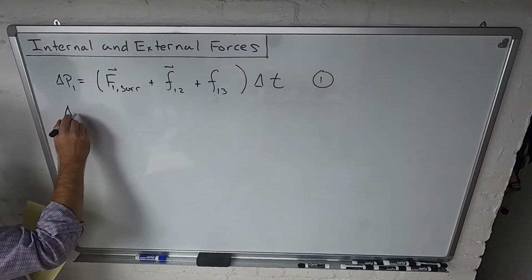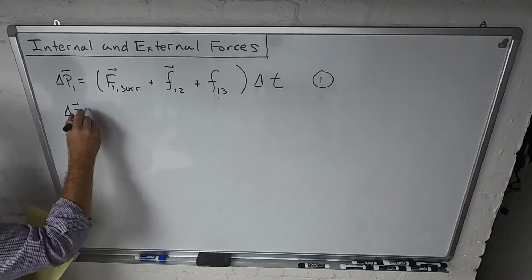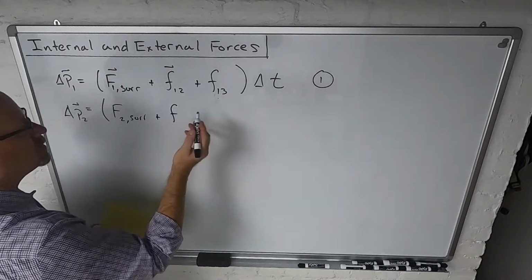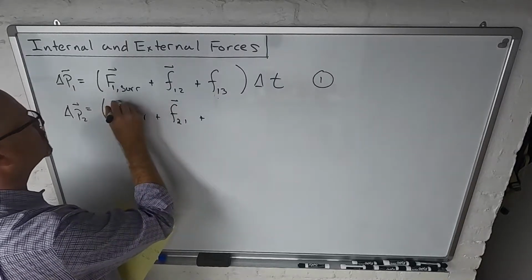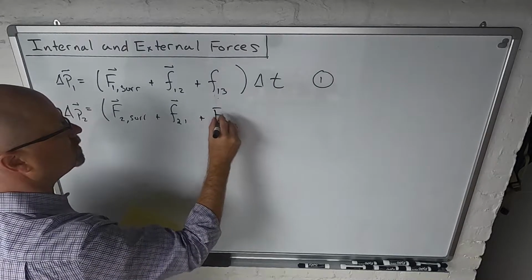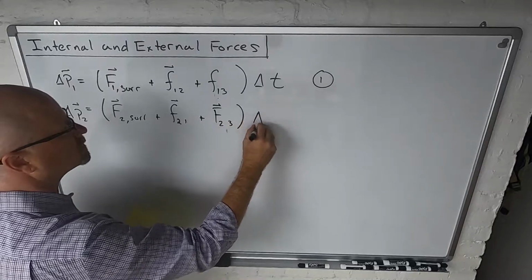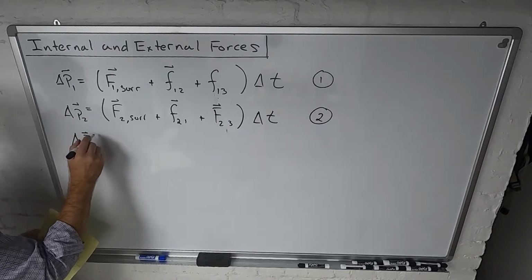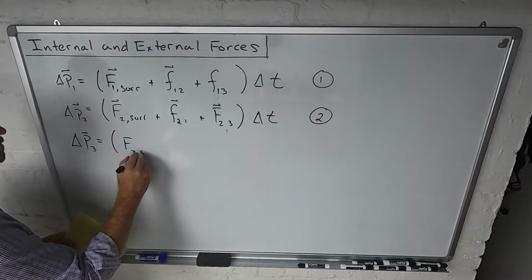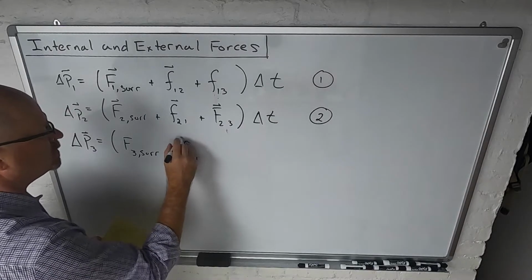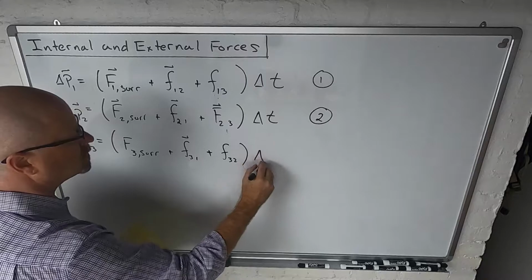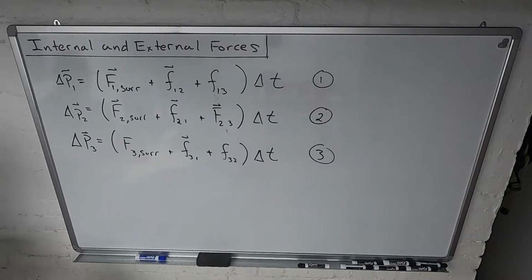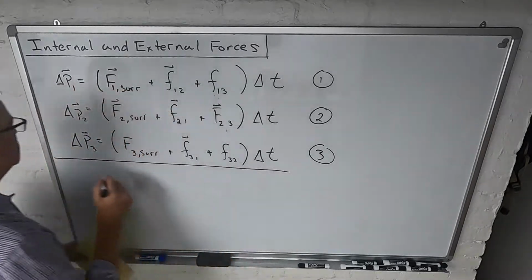Particle number 2 is going to have a similar look. Delta P2, sorry, that's momentum, equals F on 2 due to the surroundings plus F 2,1 plus F 2,3, times delta T. This is particle 2, and of course particle 3: delta P3 equals F on 3 due to the surroundings plus F 3,1 plus F 3,2, times delta T. That's what's on particle 3.